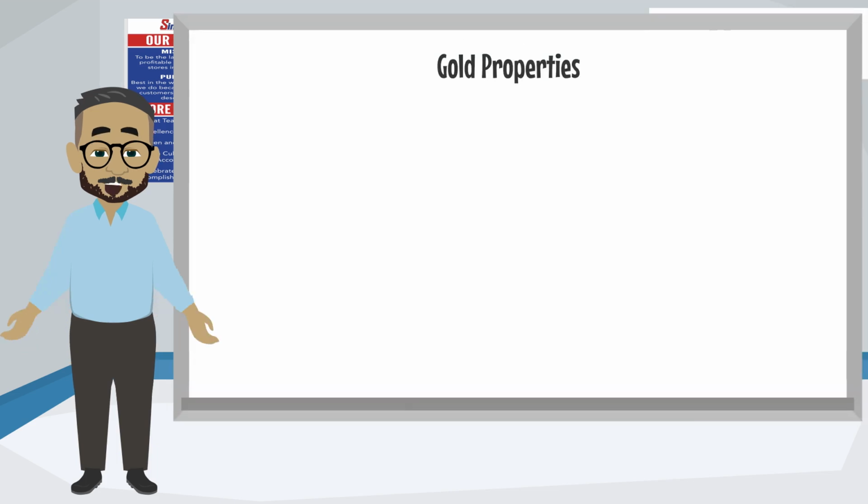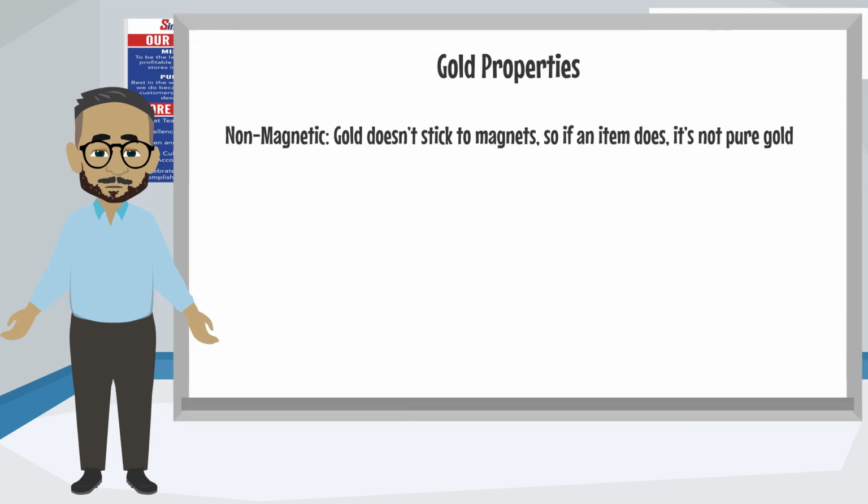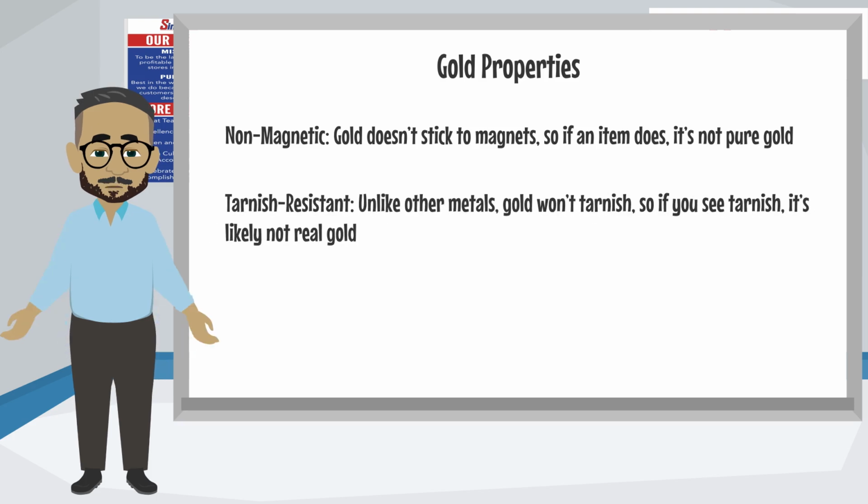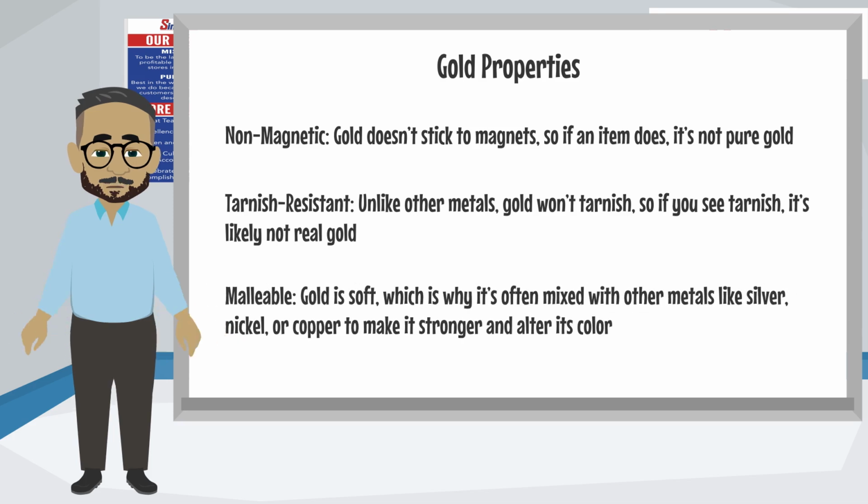Gold has several key properties that help us identify it. Non-magnetic. Gold doesn't stick to magnets, so if it does, it's not gold. Tarnish resistant. Unlike other metals, gold won't tarnish, so if you see it tarnished, it's likely not real gold. Malleable. Gold is soft, which is why we often mix it with other metals like silver, nickel, or copper to make it stronger and alter its color. Understanding these properties helps us quickly determine the authenticity of the gold we handle.